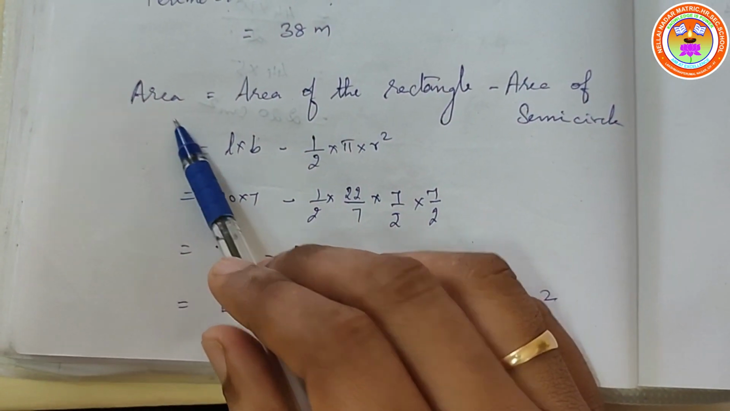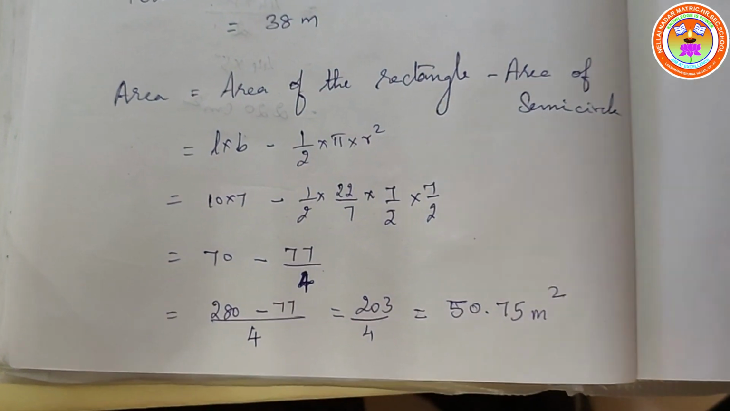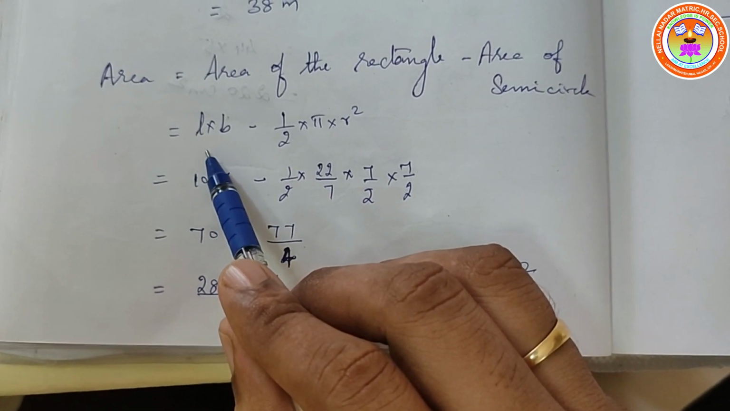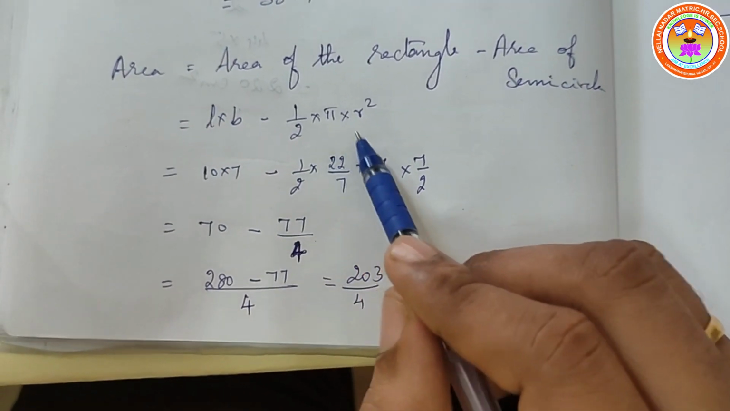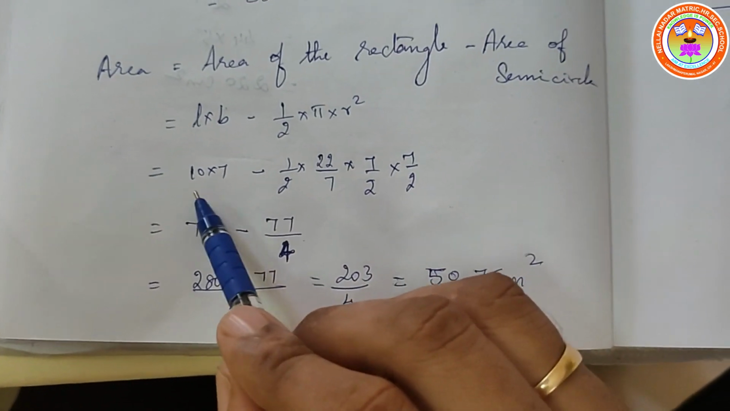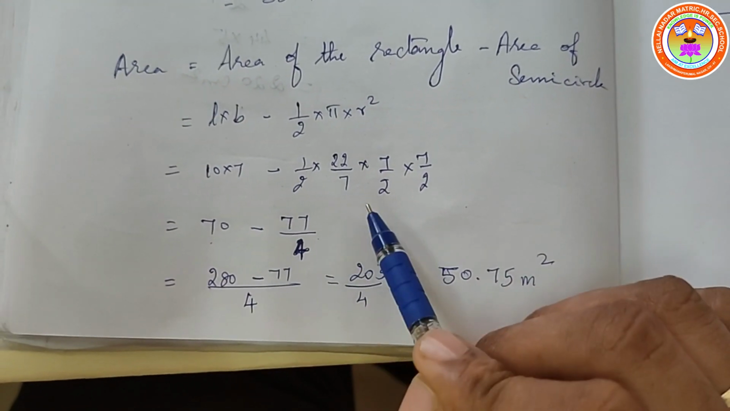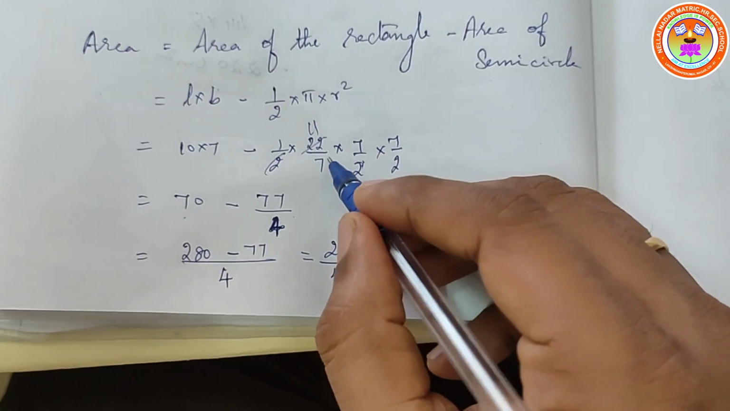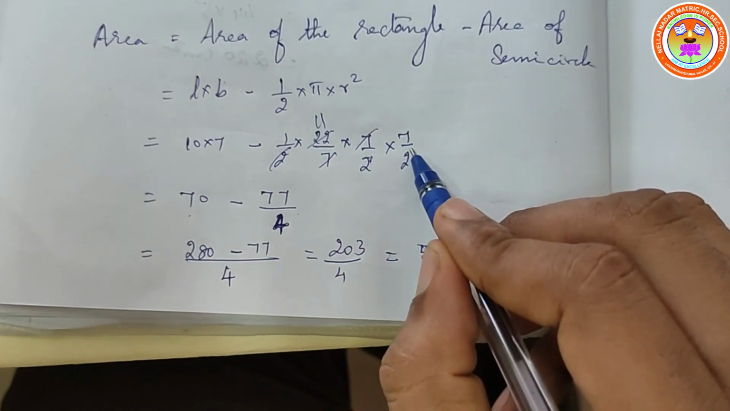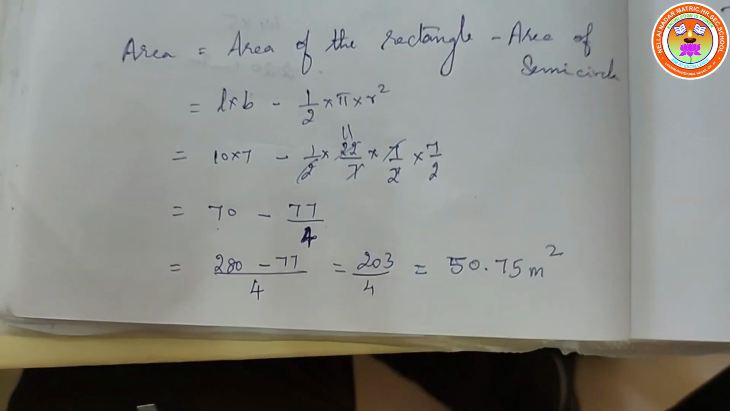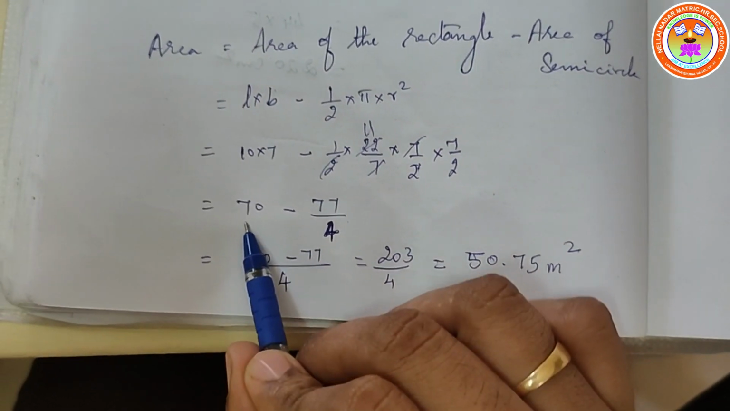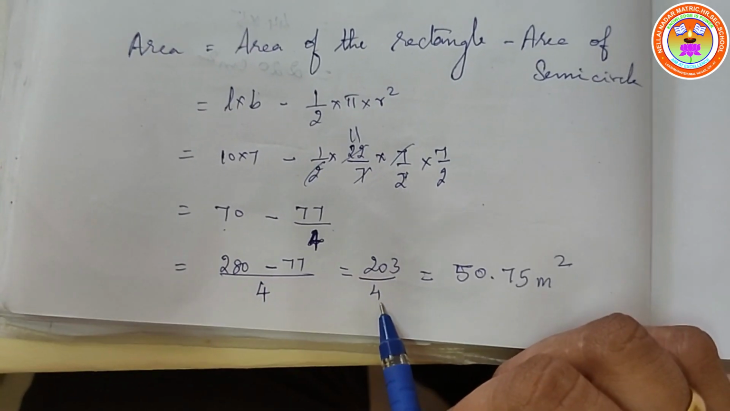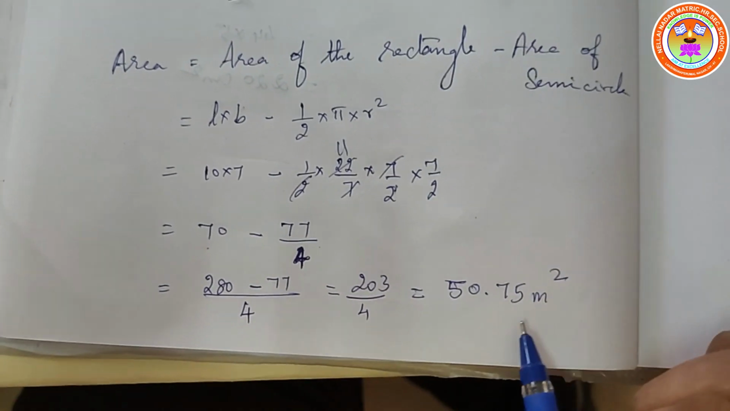Now how will you find the area? Area equals area of the rectangle minus area of the semicircle. Rectangle area formula is L into B, minus half into pi into r square, that is the area of the semicircle. 10 into 7 is 70, minus half into 22 by 7 into 7 by 2 into 7 by 2. That cancels, 11 times 7 is 77, 2 2s are 4. Taking the LCM, 70 multiplied by 4 is 280. 280 minus 77 is 203 by 4, which is 50.75 meter square.